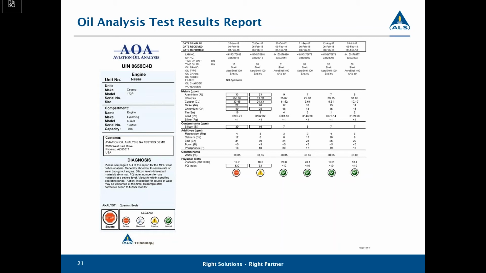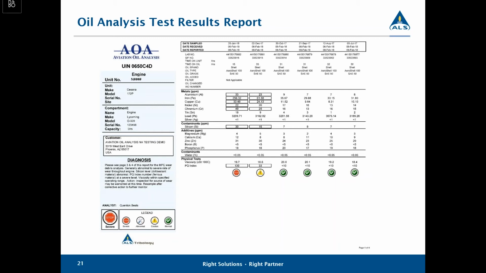Over to the right is all of the actual results themselves. So the most recent samples are on the left, and as you go back in time, are the columns to the right. And as you can see, there's a pattern where the engine was running normally, and then the second to last sample, there was an increase in wear.